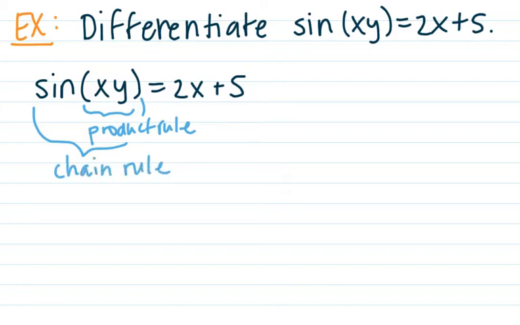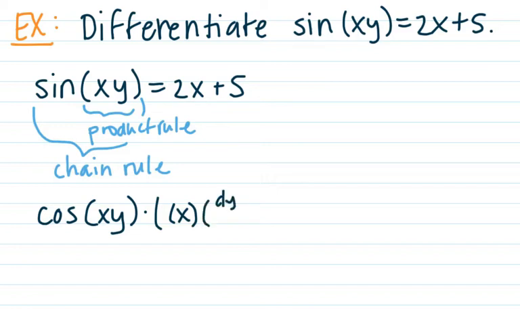Alright, so let's figure this out. So chain rule, let's do the derivative of the outside first. So the derivative of sine is cosine of what's inside unchanged times the derivative of the inside. So that's the product rule. So first, d last plus last d first equals, now the derivative of this side is nice and easy, that's just going to be a 2.